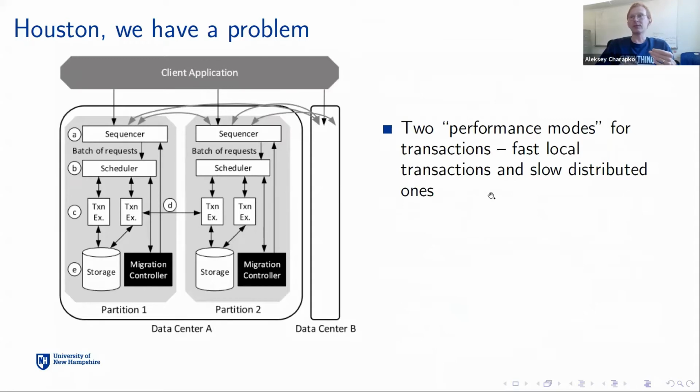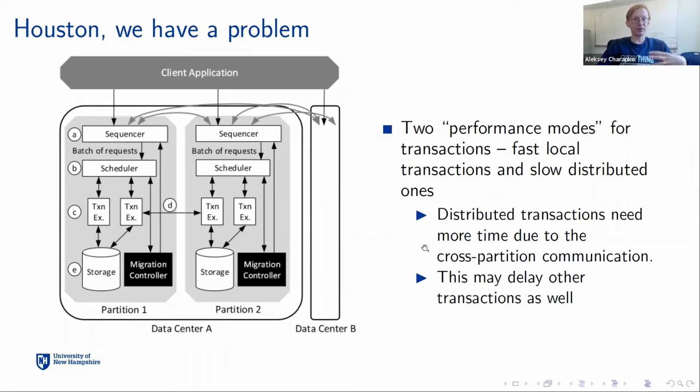Now, this creates a bit of a problem for us, because we have a system that has two performance modes for transactions: the fast local transactions and the slow distributed ones. Distributed transactions need more time because of this cross-partition communication, as they need to fetch data from other partitions. And of course, this may delay other transactions because of the locks that these distributed transactions may hold.